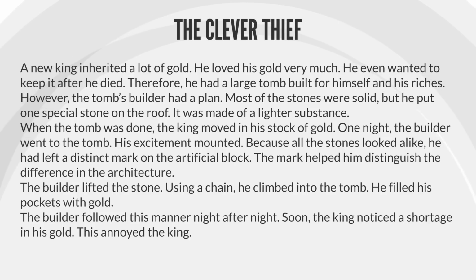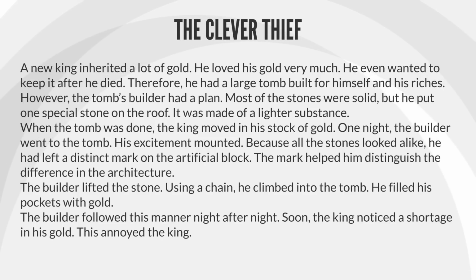When the tomb was done, the king moved in his stock of gold. One night, the builder went to the tomb. His excitement mounted. Because all the stones looked alike, he had left a distinct mark on the artificial block. The mark helped him distinguish the difference in the architecture. The builder lifted the stone. Using a chain, he climbed into the tomb. He filled his pockets with gold.